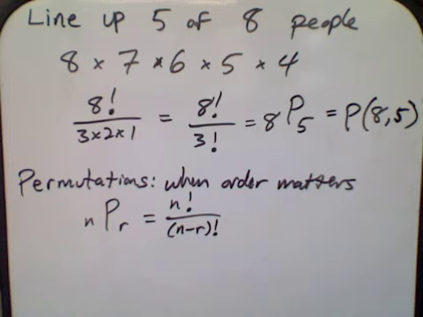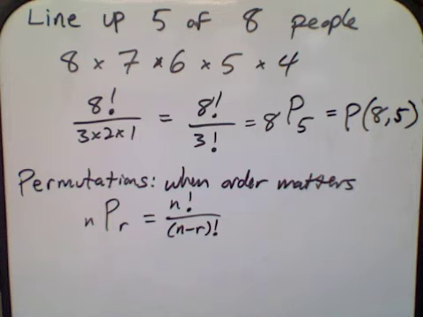Slightly modify that problem. What if we have 8 people and we're only going to line up 5 of them? Well, we would have 8 choices for the first, 7, 6, 5, and 4, right? And so this is what's called a truncated factorial. It's a factorial, 8 factorial, but it's been cut off below 4. The 3, 2, and 1 are gone.